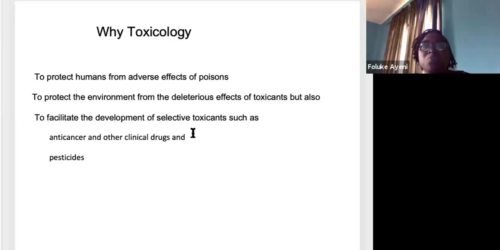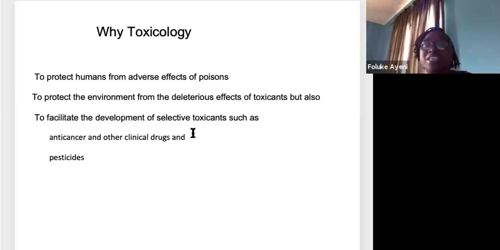And it's a principle. When you look at even the common anti-malarial drug that we use today, it has been developed to be toxic to malaria parasites without being toxic to humans. So that is a case of selective toxicity, a selective toxicant being used in certain situations. So when we know the mechanisms of action and the effect of these toxicants, we'll be able to use them beneficially for the better part of humanity.